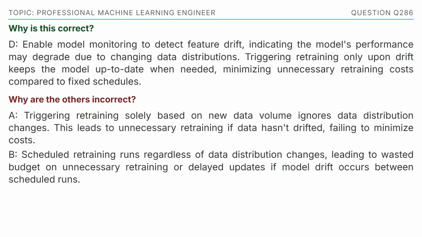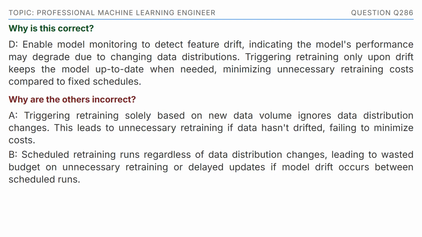Why is this correct? D, enable model monitoring to detect feature drift, indicating the model's performance may degrade due to changing data distributions. Triggering retraining only upon drift keeps the model up to date when needed, minimizing unnecessary retraining costs compared to fixed schedules. Why are the others incorrect?